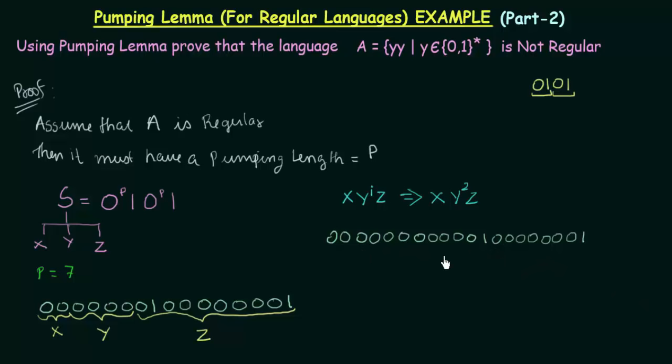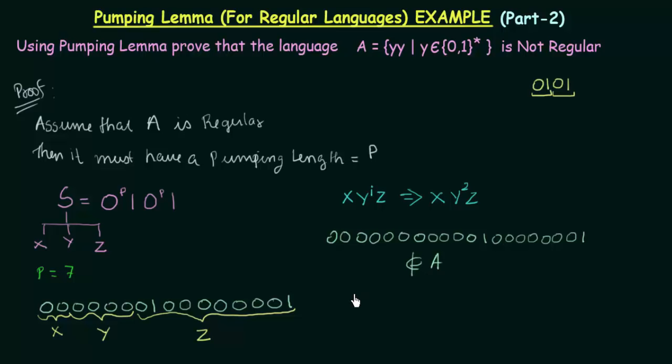Now let us see whether this string lies in our language A or not. Here we see that the first half of the string is not equal to the second half. Before this 1 over here, we have 11 zeros, and before this 1, there are only 7 zeros. So this does not follow the pattern YY, and hence this string does not lie in the language A.